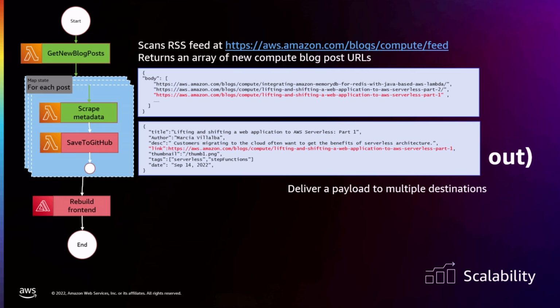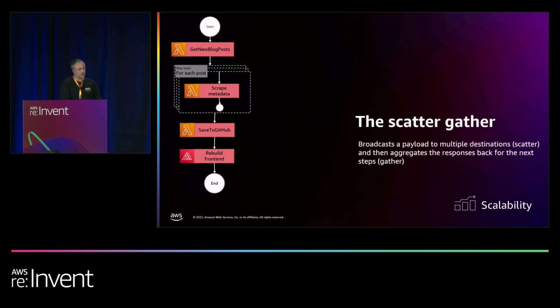It has things like the title of the blog post, the thumbnail, the tags that the blog post is focused on. And it will send that on to a GitHub repository, which is where we host our static JSON files that comprise serverlessland.com. And when the map state's finished, it will then trigger a rebuild using AWS Amplify.